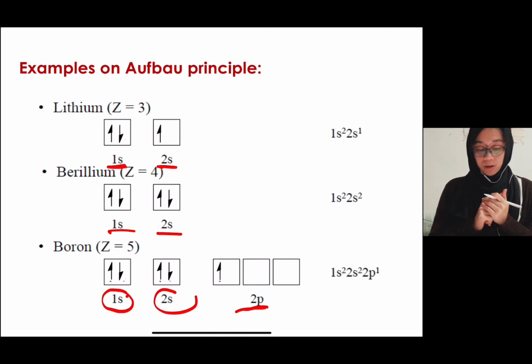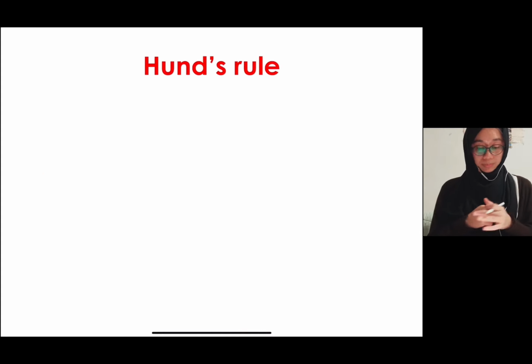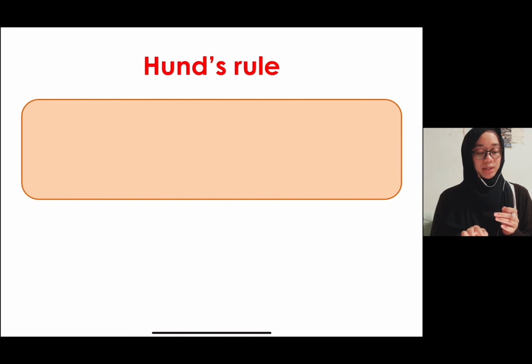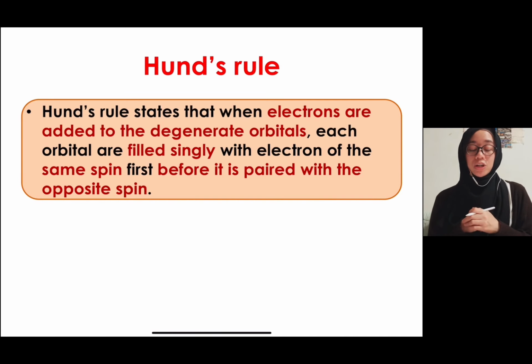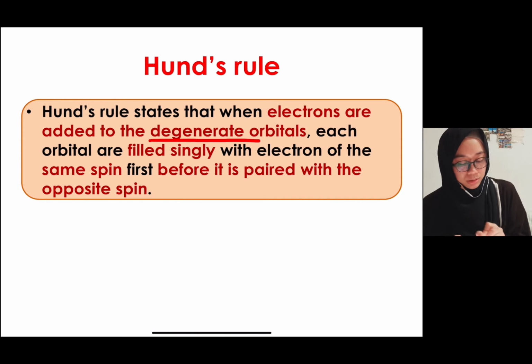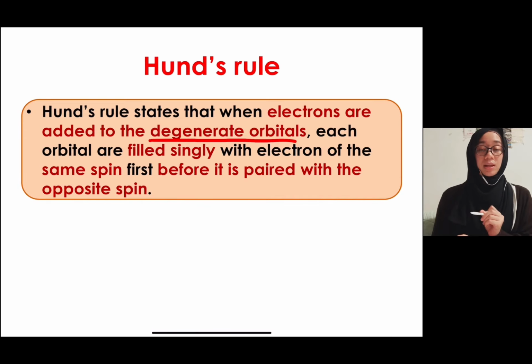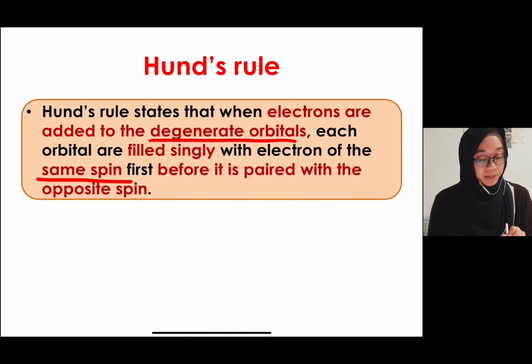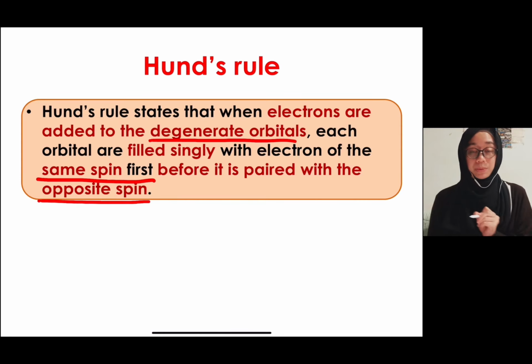Okay, and now let's learn one last rule, which is what we call Hund's rule. Hund's rule says that when electrons are added to the degenerate orbitals, each orbital is filled singly with an electron of the same spin first. Okay, so same spin first before it is paired with the opposite spin.